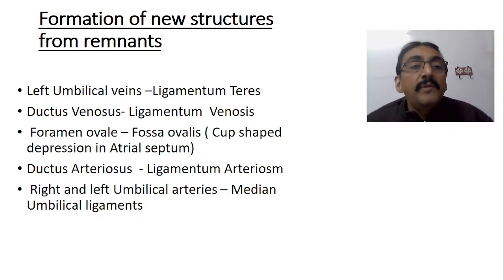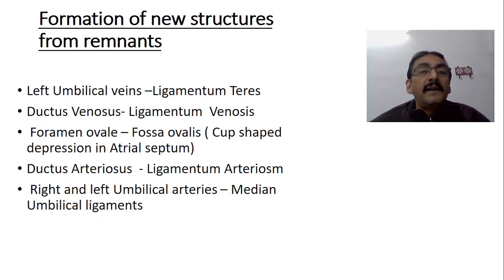Now we should know the formation of new structures from the remnant portions of this umbilical or fetal circulation. The left umbilical vein becomes the ligamentum teres in future, which is present over the liver area. The ductus venosus becomes the ligamentum venosum. The foramen ovale is converted into the fossa ovalis, a cup-shaped depression in the atrial septum. The ductus arteriosus will be converted into the ligamentum arteriosum. And the right and left umbilical arteries are converted into the median umbilical ligaments.